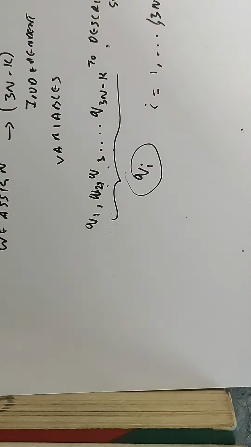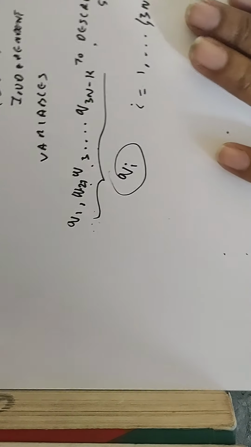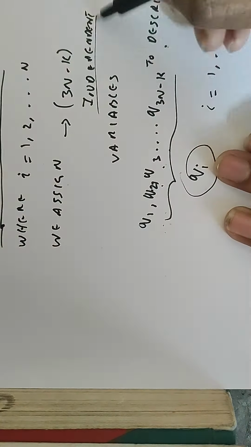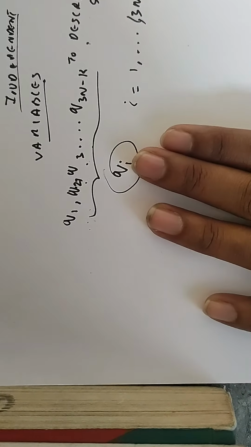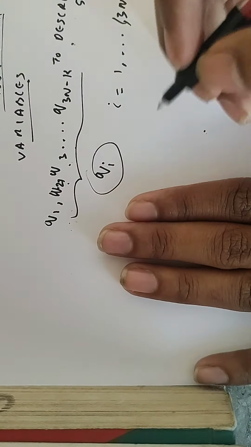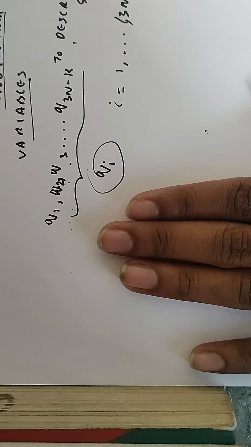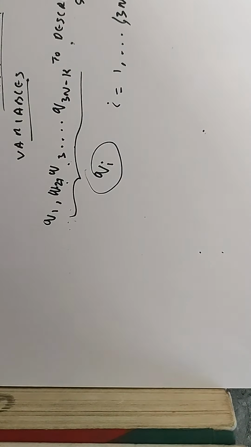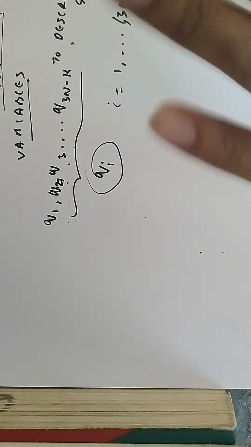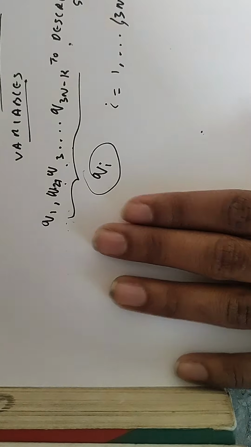See, a set of independent coordinate system is set. Alright, a set of independent variables q1, q2 to q3n minus k, this is very important, is called a proper set of generalized coordinates. It should be noted that the constraints on the system are the consequence of the forces. Alright.